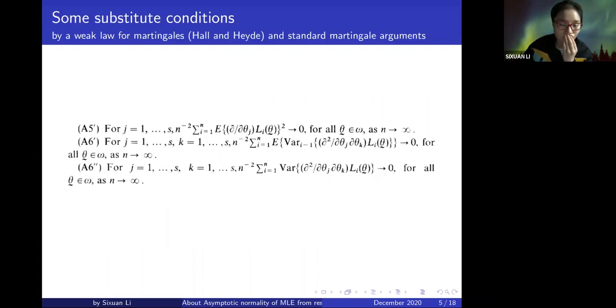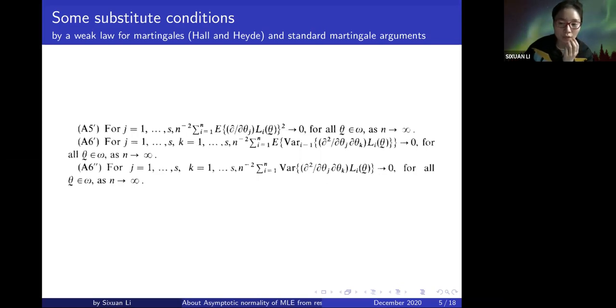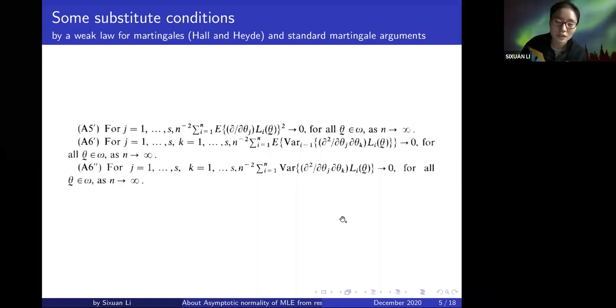Next, please. With the weak laws for martingales and standard martingale arguments, we have substitute regularity conditions. They're also very useful. It's not hard to figure out that A5 prime implies A5 from the last slide, and A6 double prime implies A6 from this slide, and A4 and A6 prime imply A6 double prime. And when the partial derivatives are bounded in each i, then the conditions A4, A5 prime, A6 prime, and A6 double prime are trivial to verify, which makes our proof of consistency and asymptotic normality relatively simple. Next slide, please.